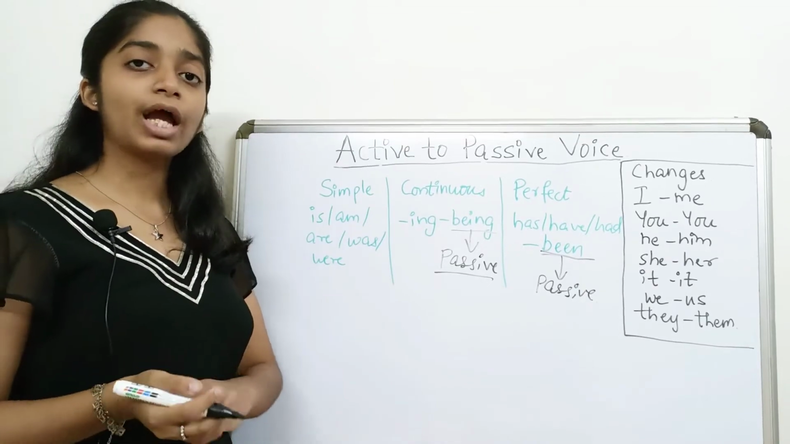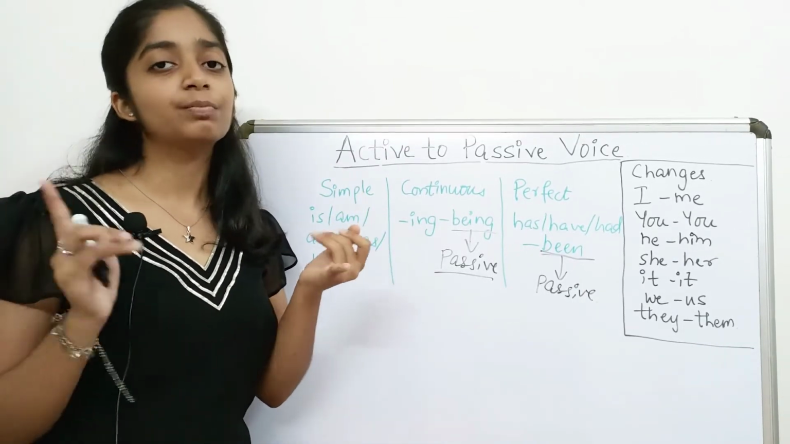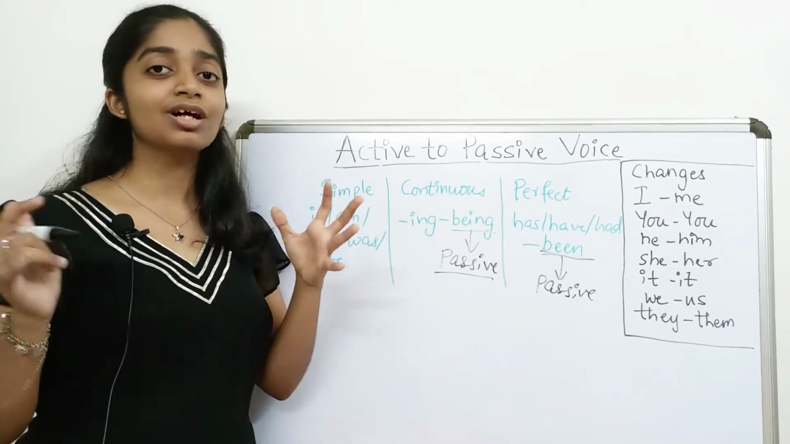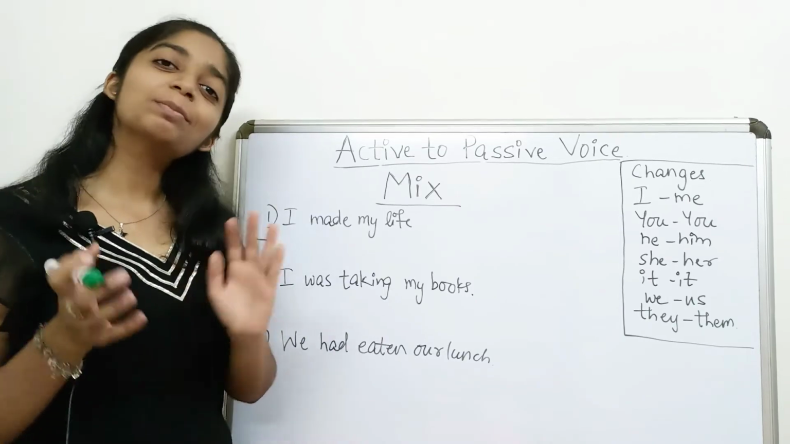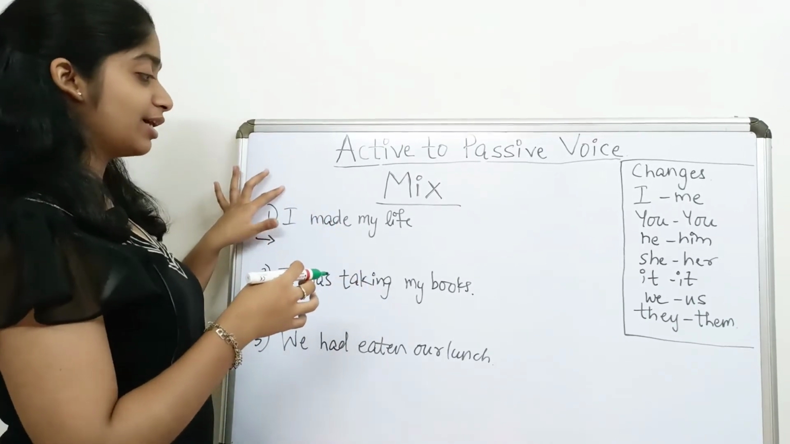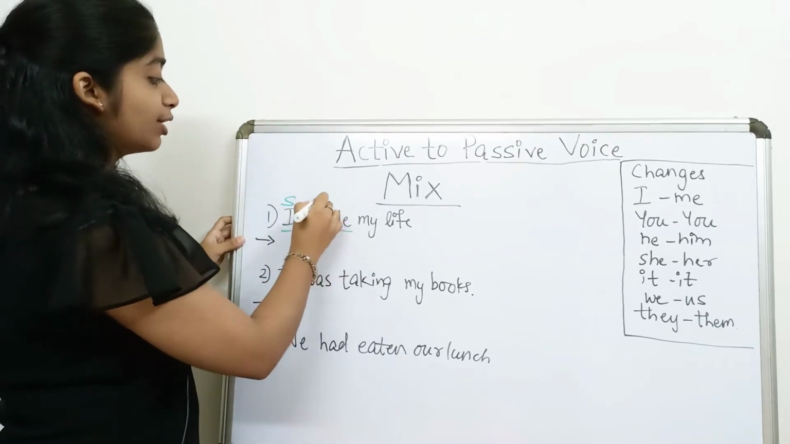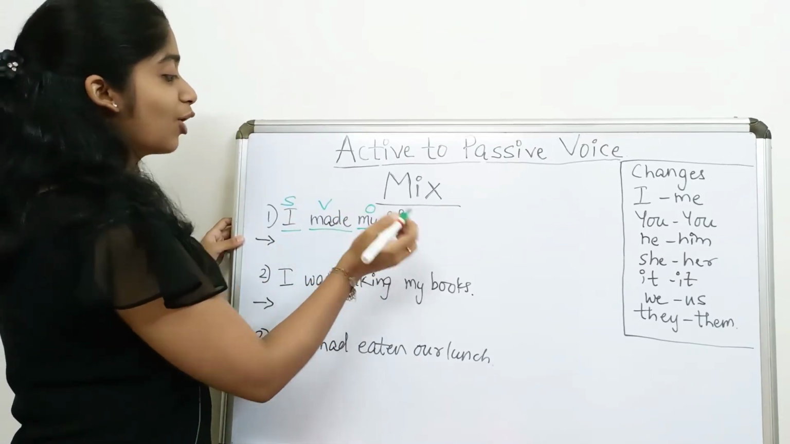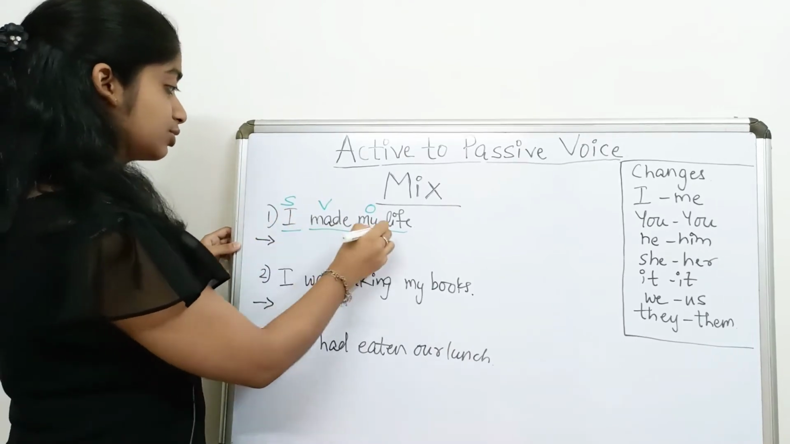Let us now have a look at a few mixed sentences in which you will have present, past and future, all the tenses mixed together. So let's get started with the mixed part. I made my life. This is the first sentence. So I, subject, made, verb, my life is the object. I have explained everything to you previously.